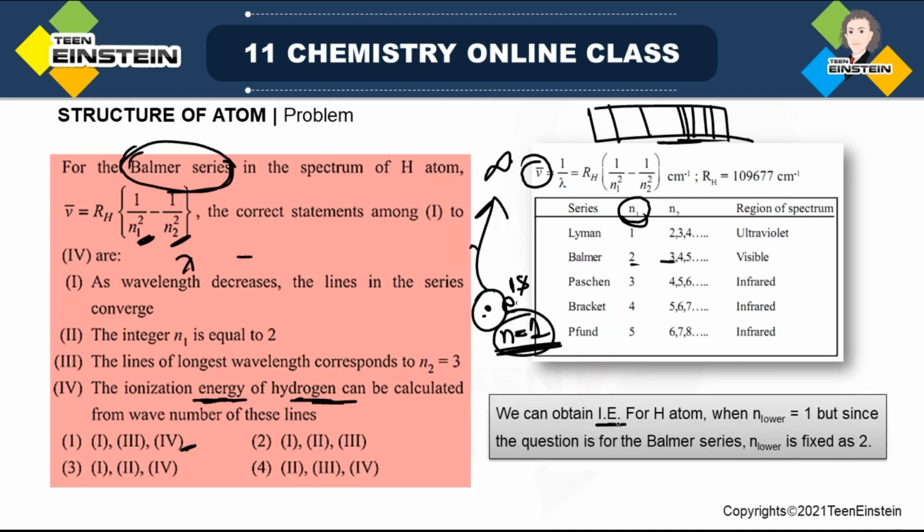We can obtain the ionization energy by putting n1 equal to 1 and n2 equal to infinity, then only you can get the ionization energy. But remember, here n lower must be 1, which is present in Lyman, not Balmer. In Balmer it is fixed to 2. So that is why this statement is false. This is true, this is true, this is true. So keeping all this in mind, the correct option will be option 2.